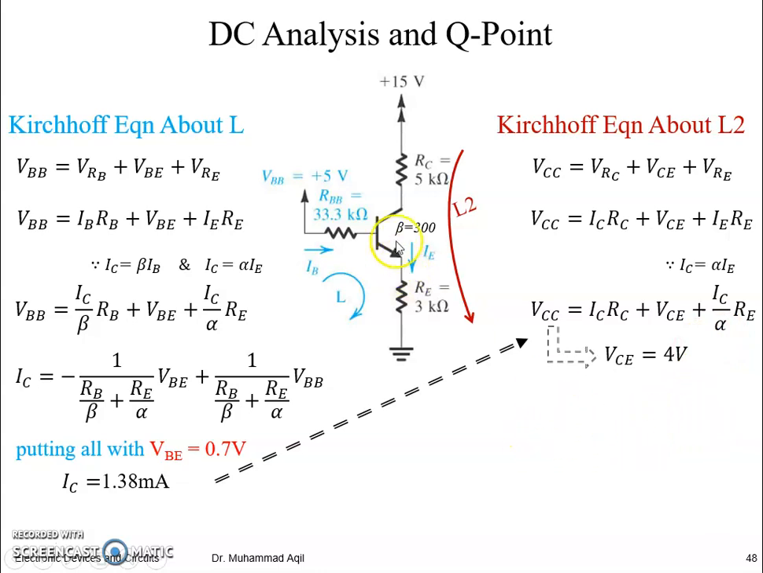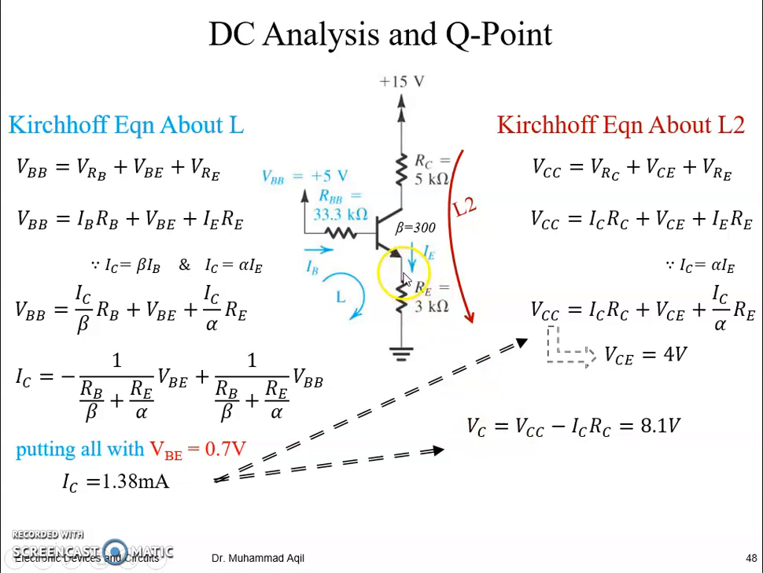And to find VC, to find VE, or to find VCE alternatively, we can also write this equation, because at VC here the voltage would be 15 volts minus the voltage across this resistance. So VCC minus VRC, or VCC minus ICRC, would be your VC. If we put IC, and we already know the RC and VCC, we can find 8.1 volt as VC.